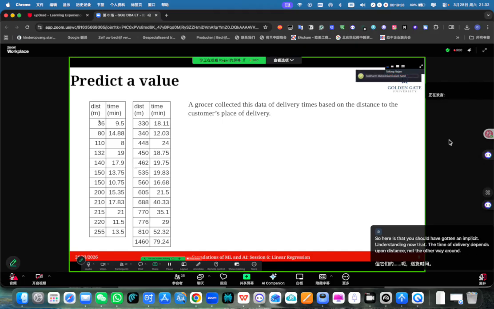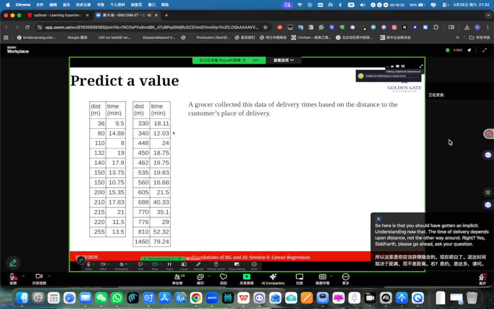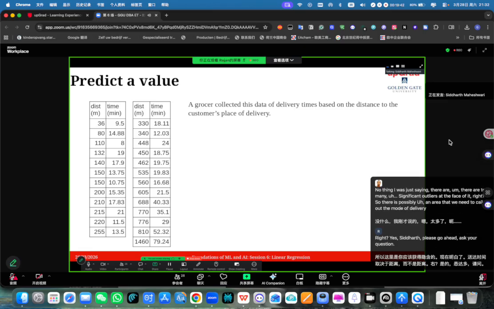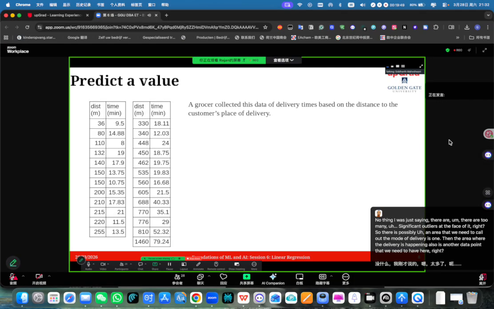Yes, Siddharth, please go ahead, ask your question. Nothing, I was just saying there are too many significant outliers on the face of it, right? So there is possibly an area that we need to call out. The mode of delivery is one. Then the area where the delivery is happening is also another data point that we need to have here. Possibly the weight of the package being delivered is another variable that we need to add here, just to have proper analysis.